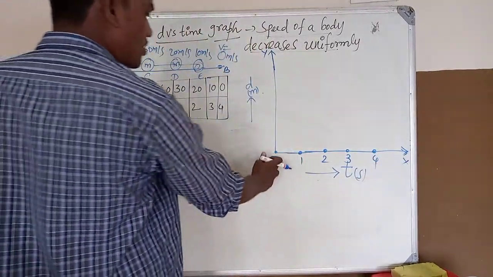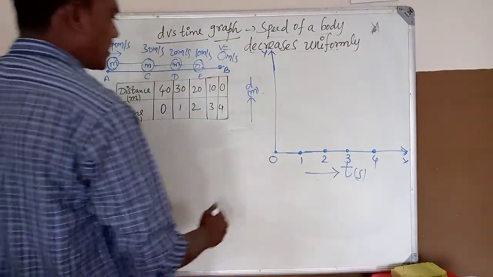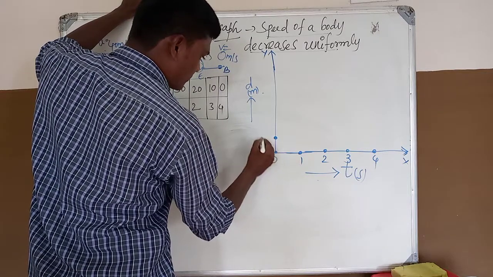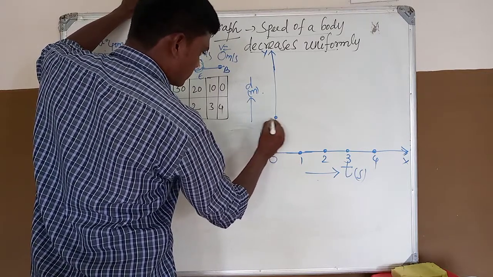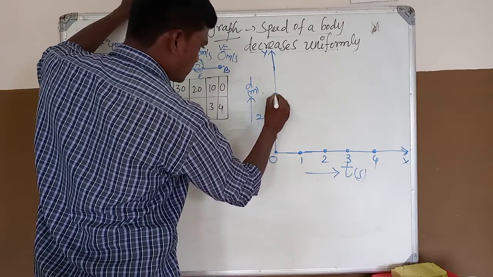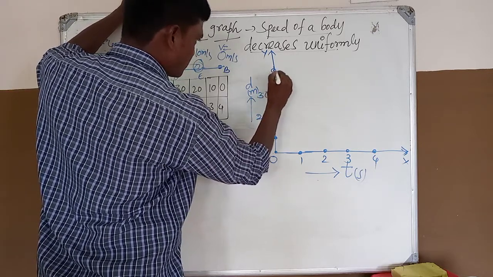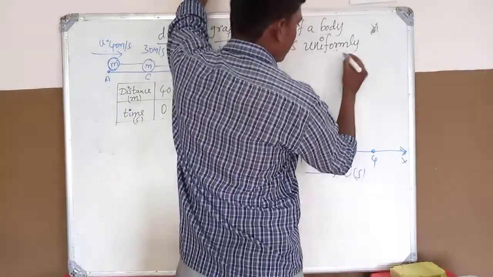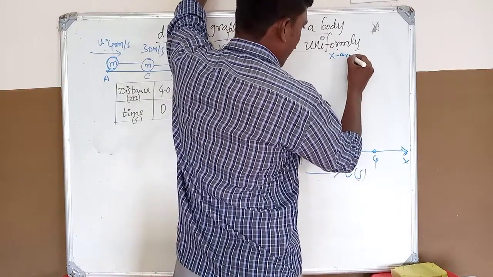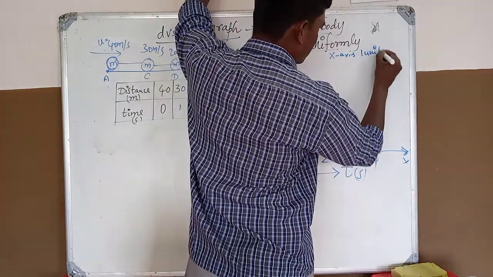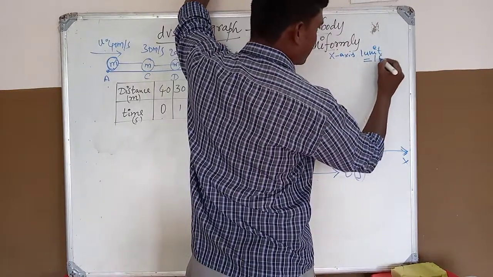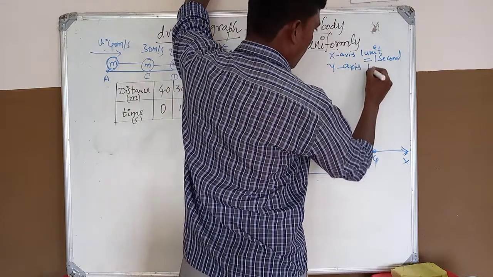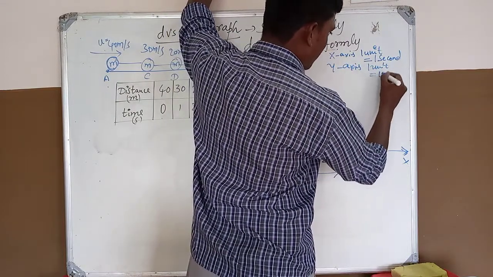So 1 unit on the x-axis is 1 second, and on the y-axis you can say 10, 20, 30, 40. That's why in the graph we observe that on the x-axis 1 unit equals 1 second. On the y-axis 1 unit we can say is 10 meters.